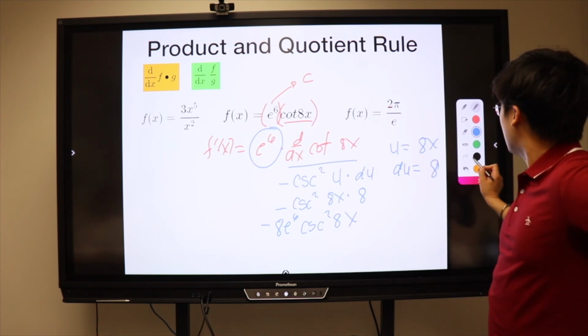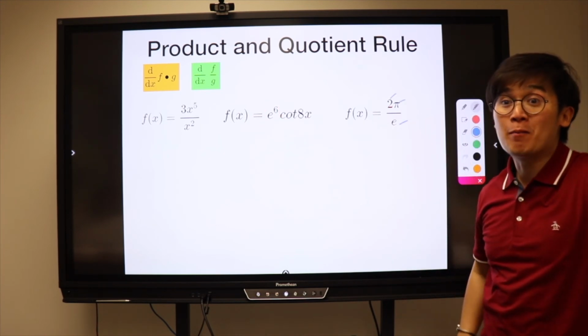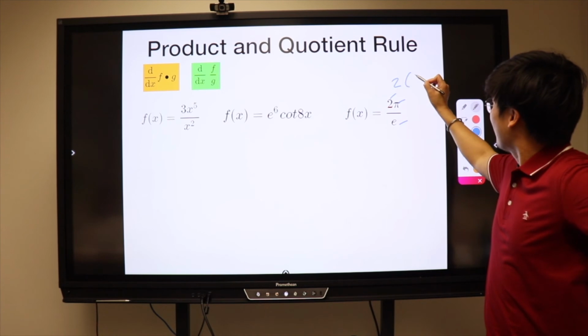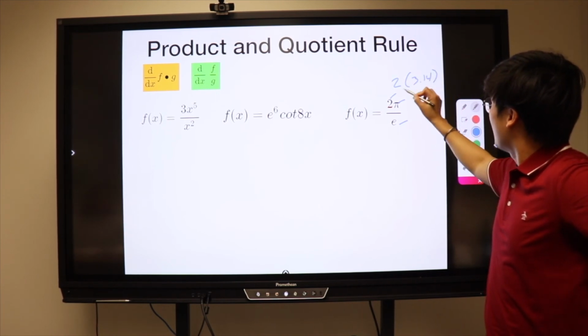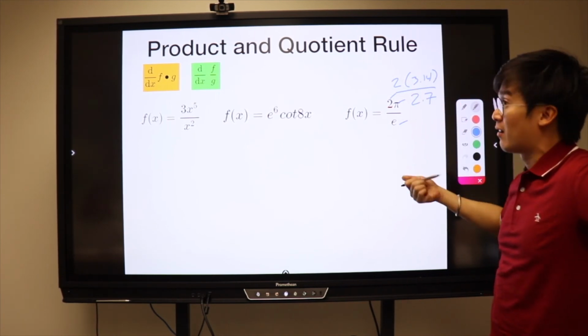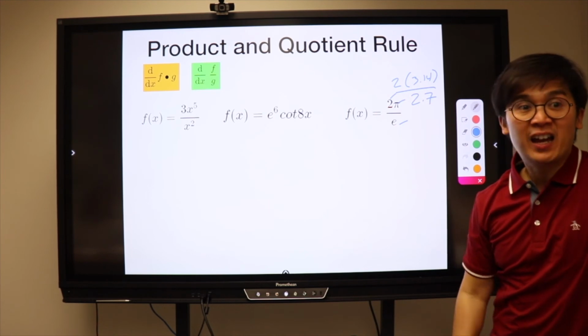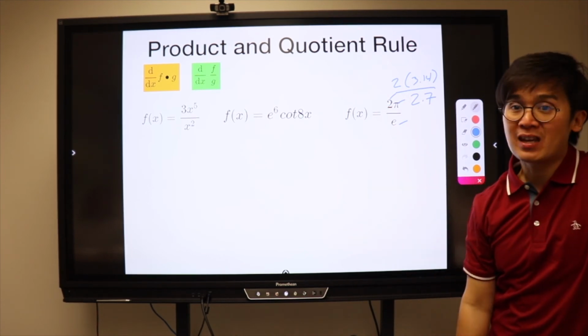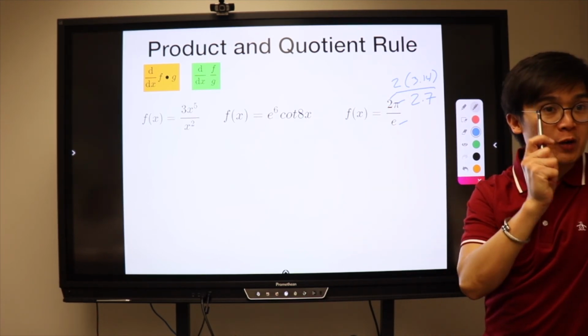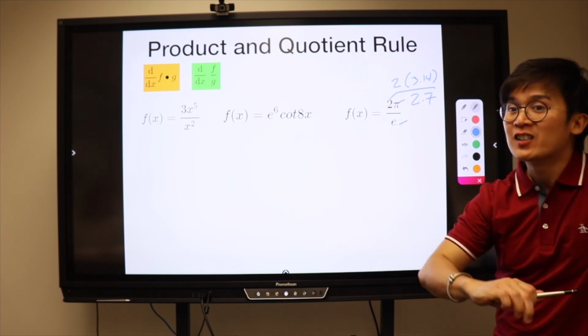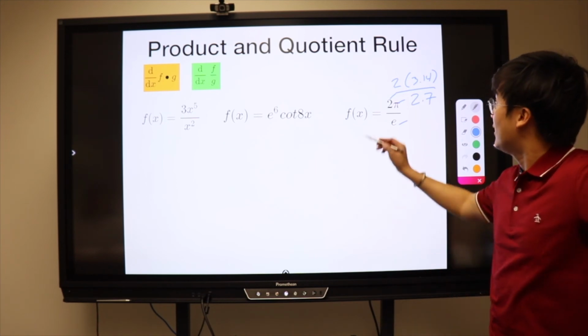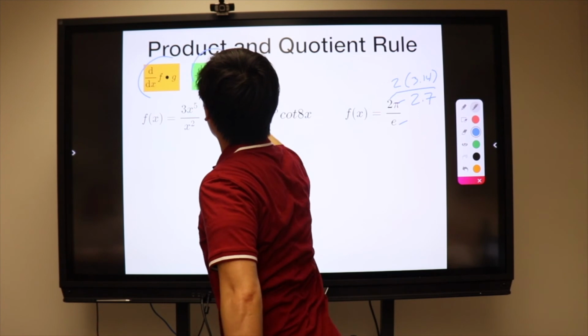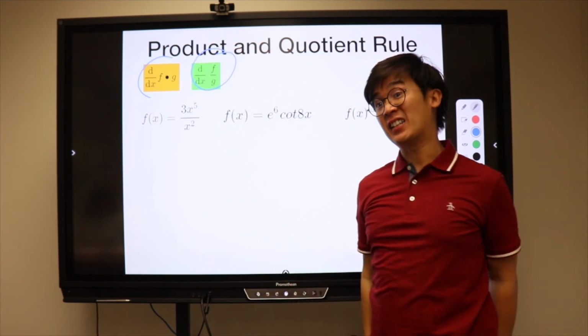What about the third one? All of them are numbers. This is 2. This is 3.14 all over 2.7. It's a constant disguised as a math symbol. So know your math constants so that you won't end up with the quotient rule when it's not necessary.